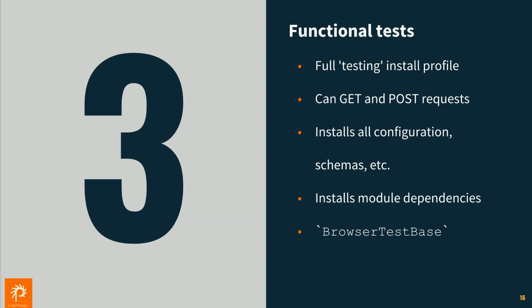You can do HTTP requests. You can say, go to node 123 and click edit. You can actually interact with the browser with clicks, and you can say, I expect I should see this text in the browser, I should not see that button, etc. And then there at the bottom is the base class.